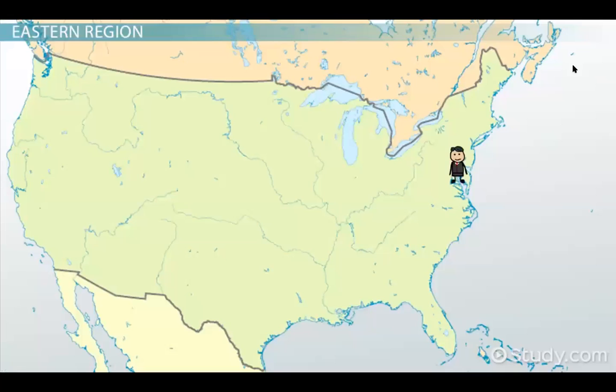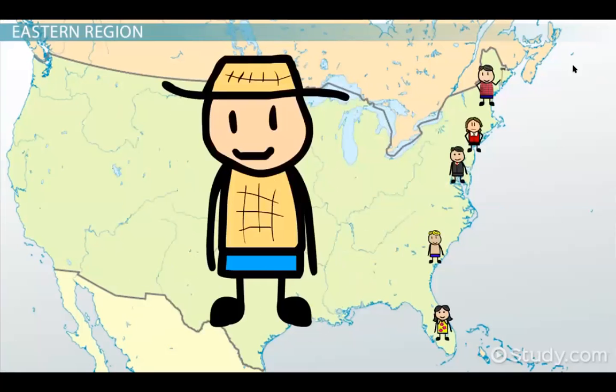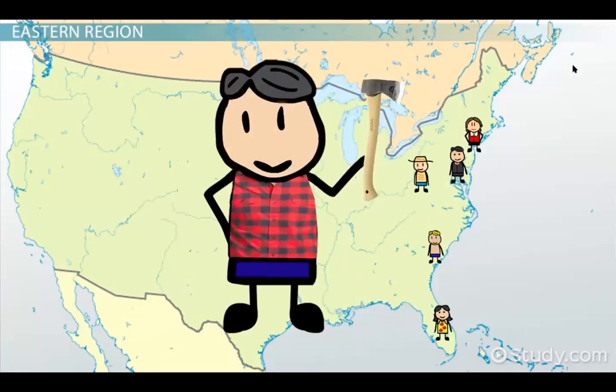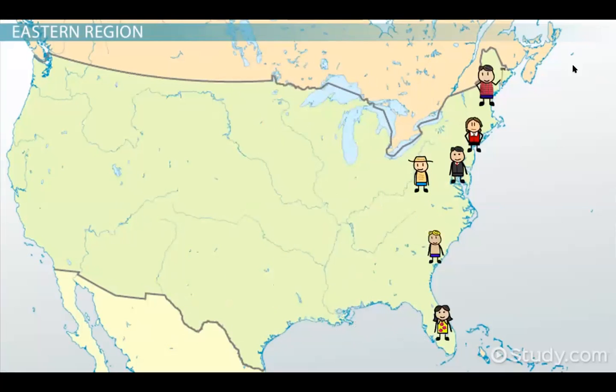Like in many of the regions, the people of this area are as varied as the landscape. It's home to those who make a living in the cities of New York and Boston, while also being home to the farmers of Pennsylvania. It's home to the lumberjacks of New England and the beach lovers of Florida and the Carolinas.